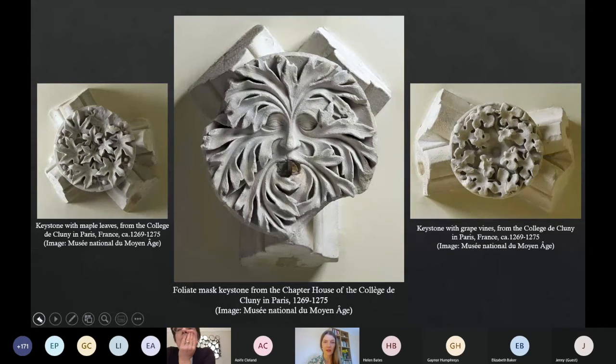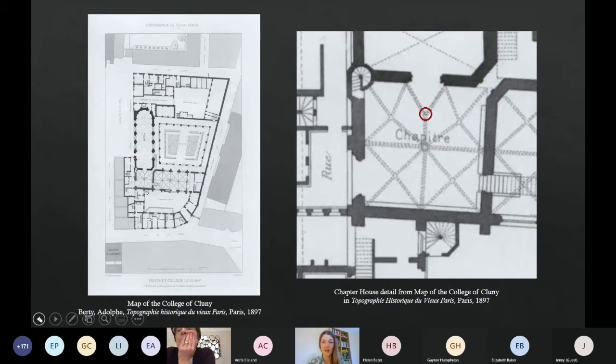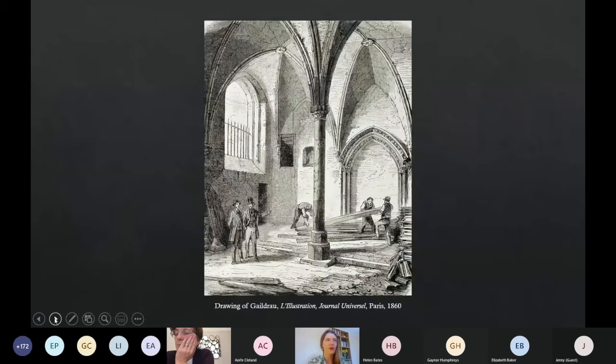So if I go back, I've highlighted where this foliate mask would have been in situ in the chapter house, highlighted in red on the plan. And there is no other such space within the chapter house that it could have occupied. So you can get a sense of height from this engraving of the chapter house from 1860, just before its demolition.